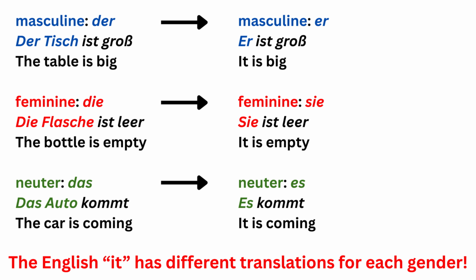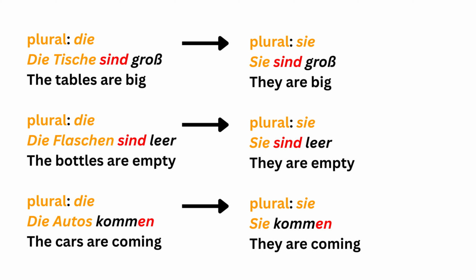Note that the forms of the verbs are the same as those you would expect after their corresponding personal pronoun. Since er, sie, es all share the same verb form, so do masculine, feminine, and neuter nouns. However, just like the plural sie needs plural verb forms, so do plural nouns preceded by the plural die.